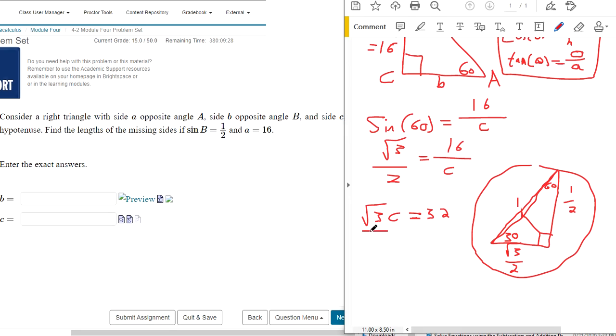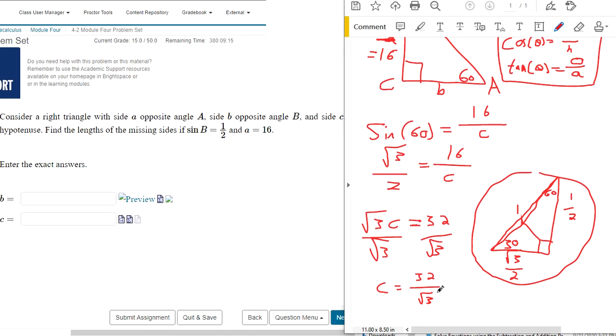And then to finish getting C by itself, we just divide both sides by the square root of 3. So you get C equals 32 divided by the square root of 3. So we've got one of the missing sides. We know that the exact value for C is 32 over the square root of 3.